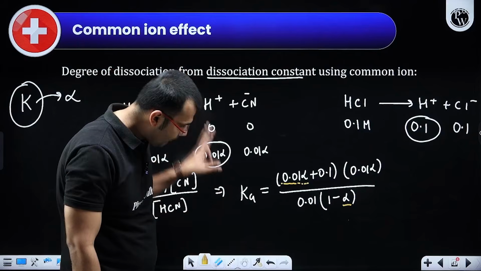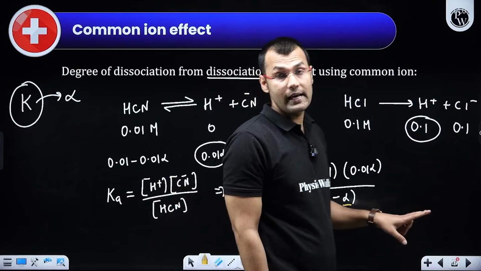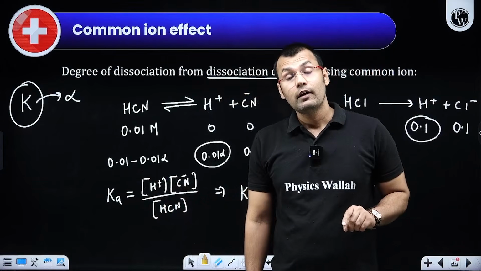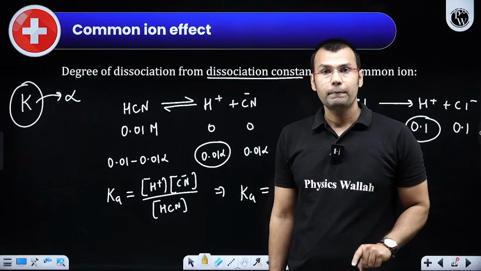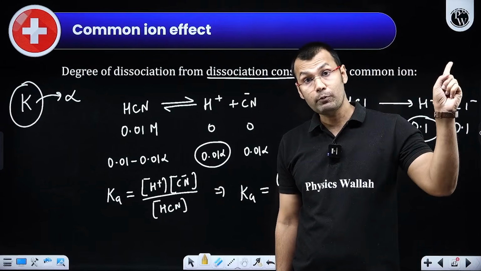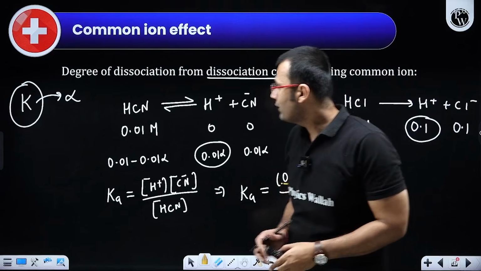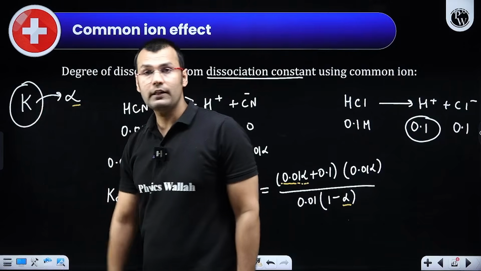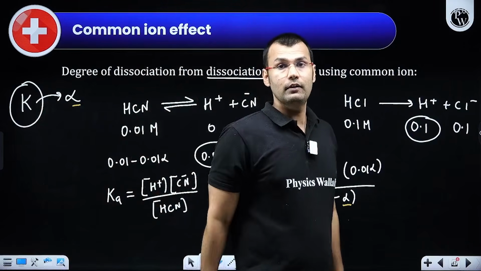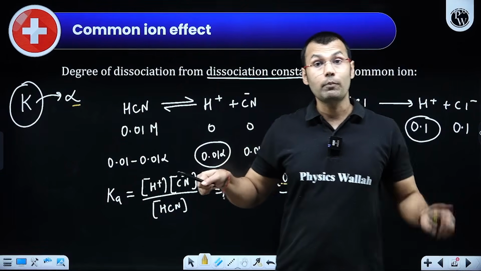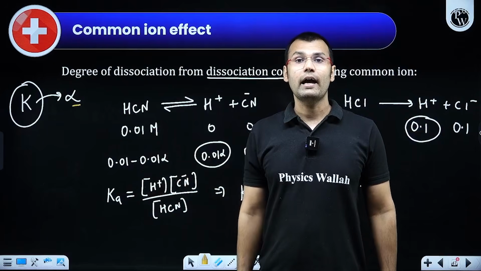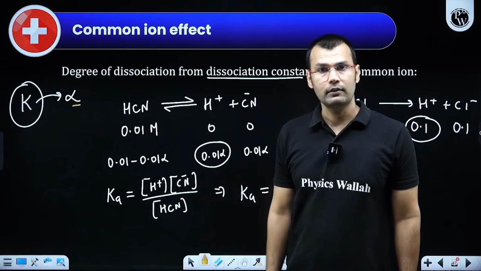And the same type of concept of common ion effect you will also get in the solubility product part. When you talk about solubility product, there also you get the same point, right? Here we calculate alpha from the dissociation constant, and in the solubility product part, you will be calculating solubility from Ksp using the common ion effect in a similar manner, right?